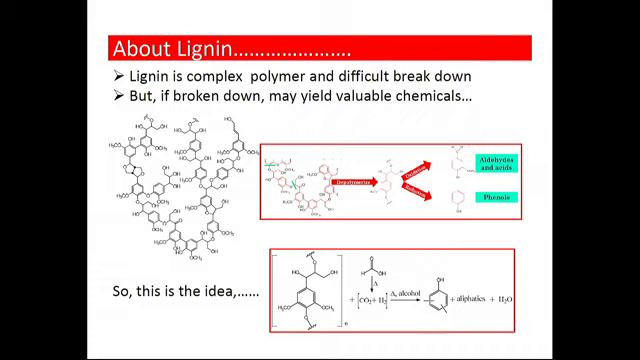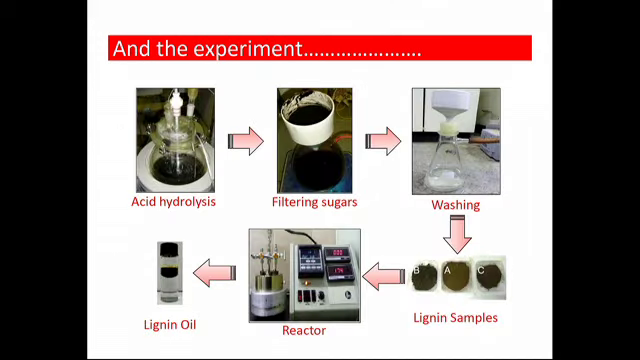However, if it can be broken down, as the structure suggests, it can be a very suitable source for industrial chemicals. So what we did is that we tried to break it down in the presence of alcohol to obtain phenol and its derivatives. Next, please. So this is what the experiment did.